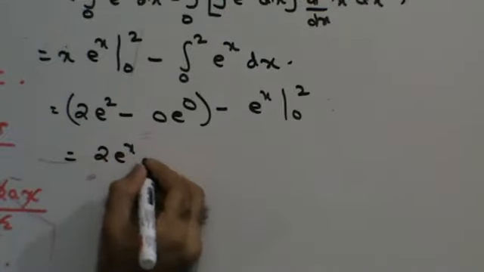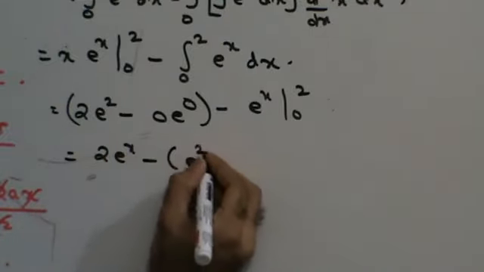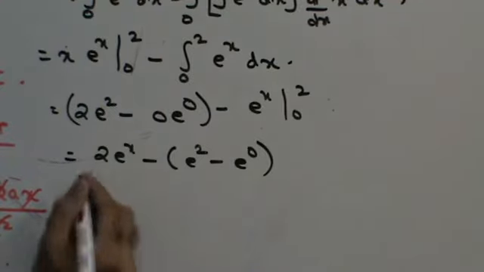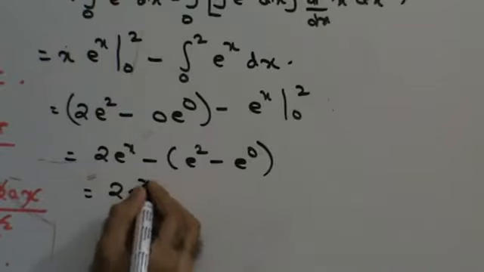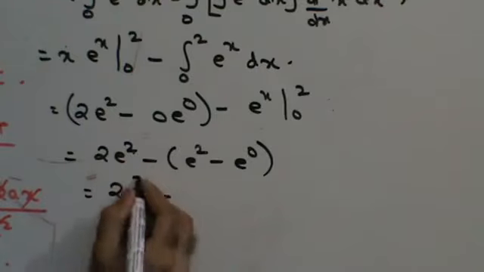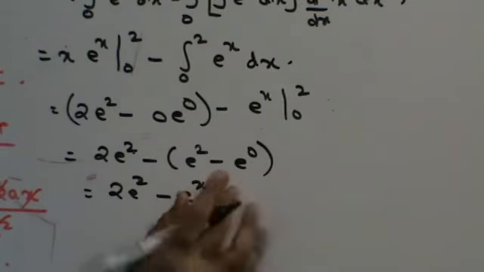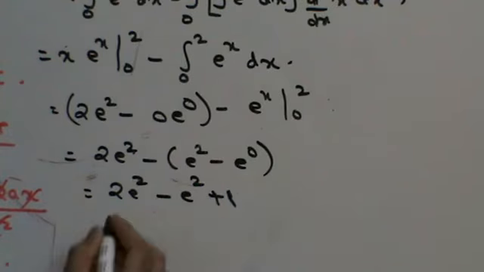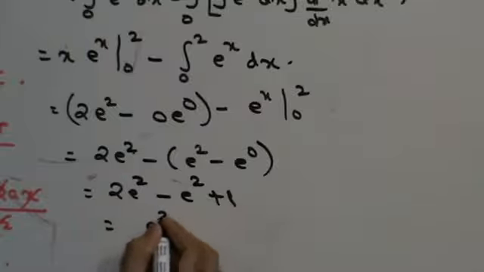This is 2e square minus upper limit minus lower limit. Right? So this is 2e raised to x, e square, 2e square minus e square, minus into minus plus, anything raised to 0 is 1. So 2e square minus e square is e square minus 1, e square plus 1. Right?